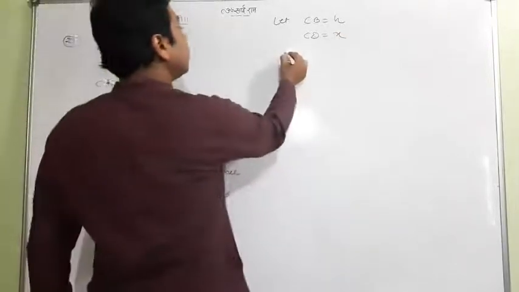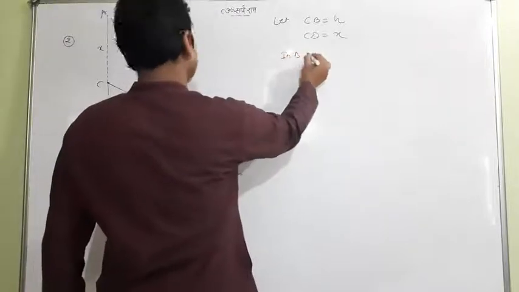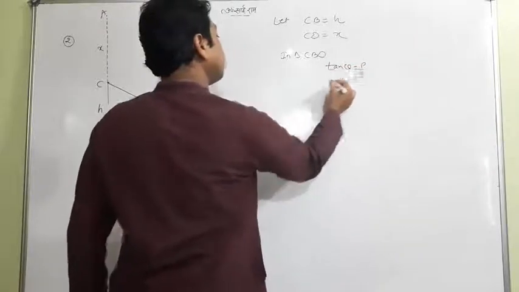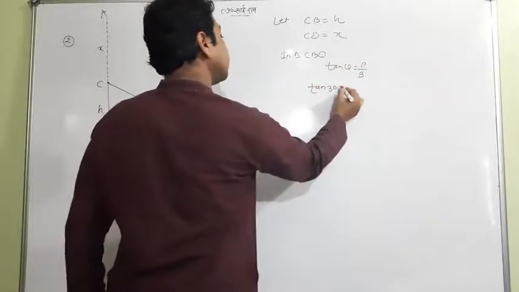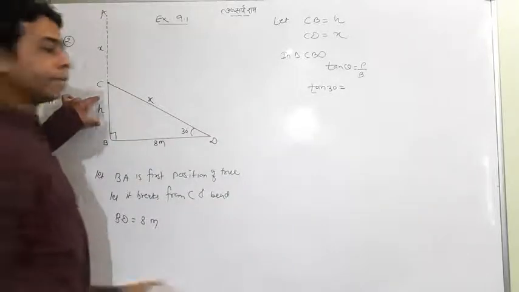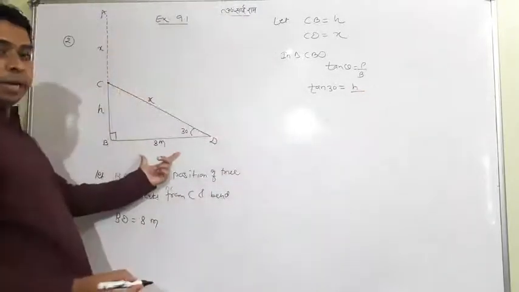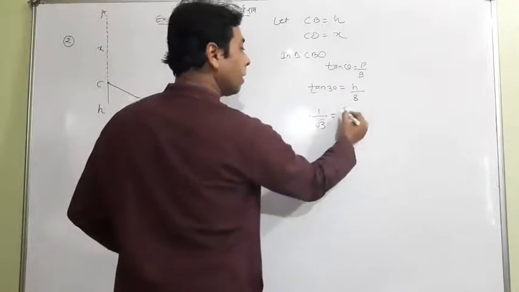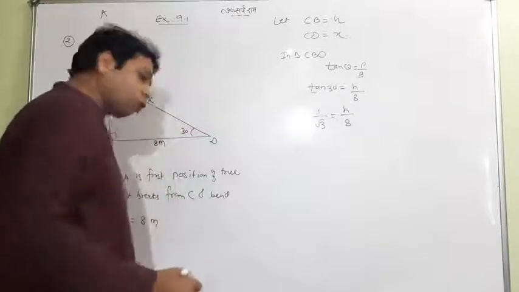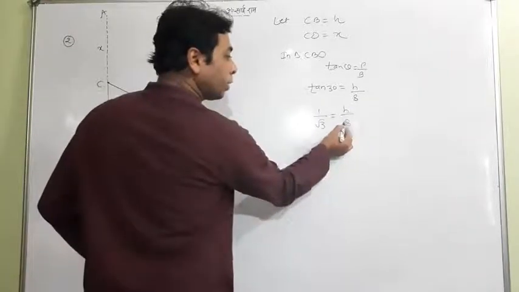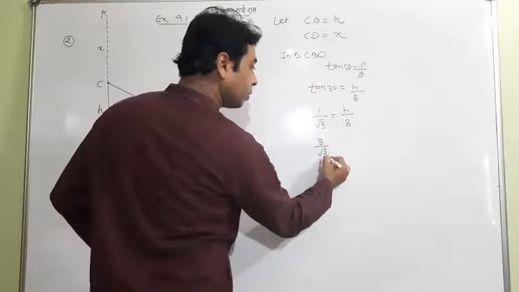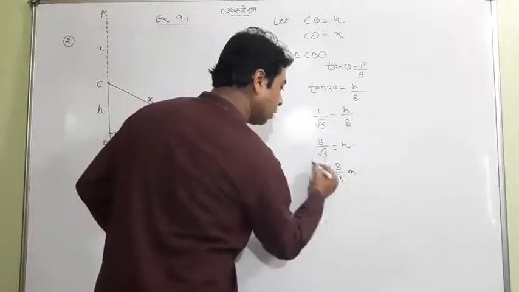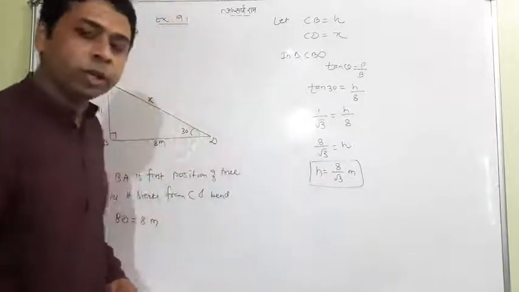So first I'll go with triangle CBD, with tan theta, perpendicular upon base. What is theta? Obviously 30. Perpendicular is H, base is 8. So tan 30 meaning 1 by root 3 equals H by 8. Root 3 is not given in a book. Transfer 8 here. 8 by root 3 is equal to H. So H equals 8 by root 3 meter. We will leave it. It is not the answer. It is only the value of H.